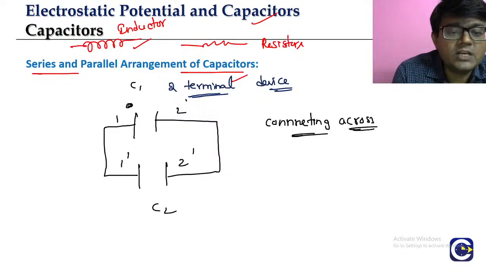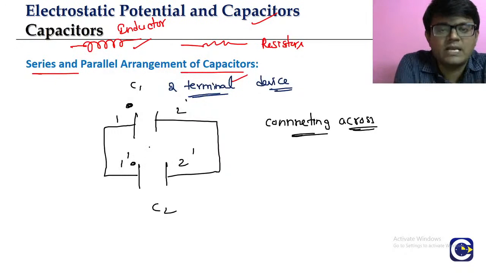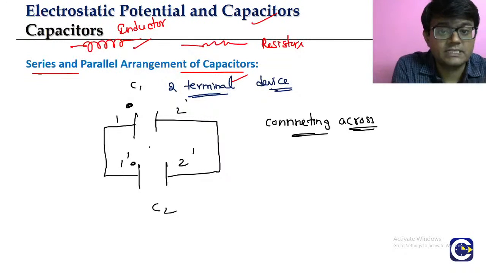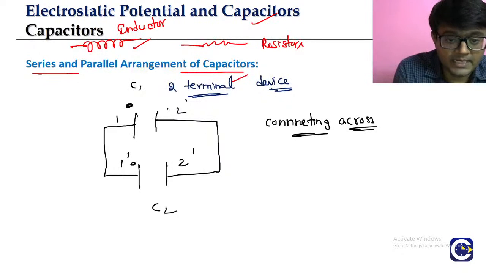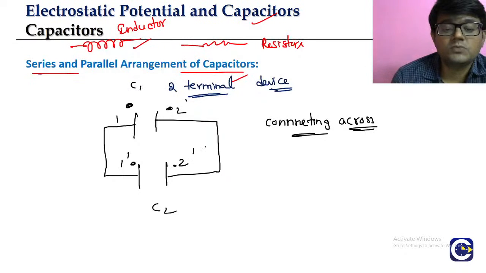When we connect like this, the potential of plate 1 will be equal to the potential of 1 dash. If we directly connect using a wire, a conducting wire, connecting two objects means both objects will be at the same potential. I already discussed this in the concept. If you have 2 objects connected by a conducting wire, the potential of both objects will be the same. Similarly, 2 and 2 dash are connected, so the potential of 2 is equal to the potential of 2 dash, which means what?